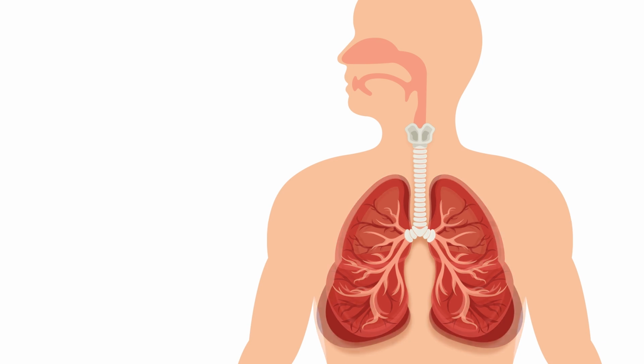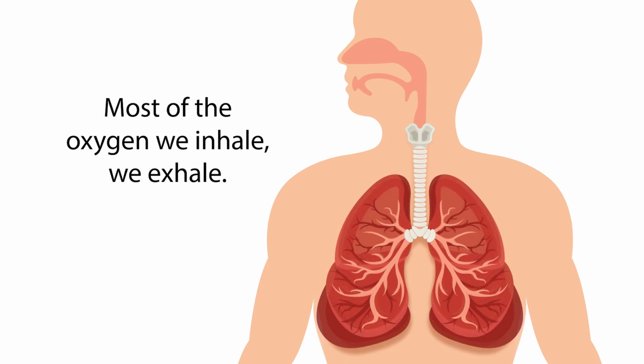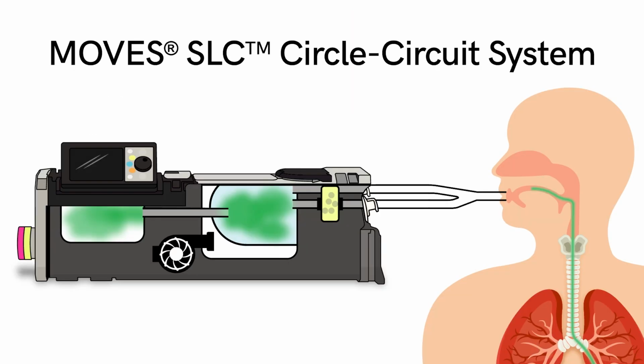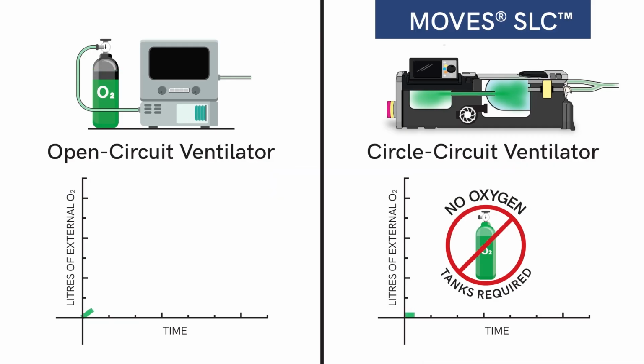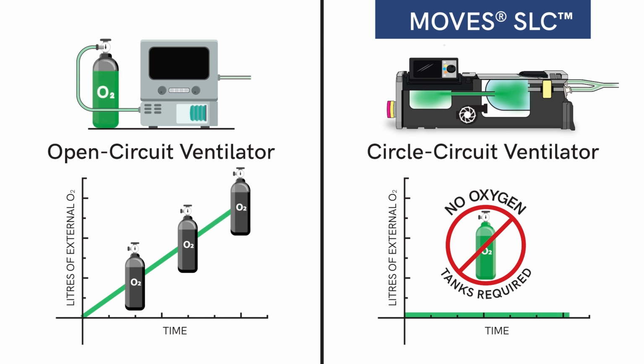As previously emphasized, most of the oxygen we inhale, we exhale. Because the MOVES SLC captures the patient's exhaled breath, it recycles all of the exhaled oxygen, making the O2 requirements of the ventilator very low. Open circuit ventilators typically require connection to a high-pressure oxygen source. MOVES SLC's circle circuit technology and integrated oxygen concentrator can provide up to 93% oxygen without the need for any auxiliary oxygen.